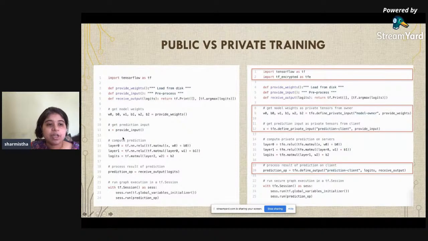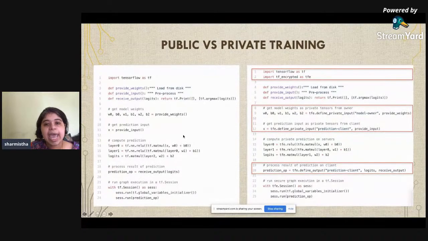How does it differ? In normal training, you just import the TensorFlow package, provide the model weights and input, and train it. You use a ReLU activation function, apply your bias, and multiply the weight vector with the input X. For a hidden layer, you add the layer and the bias. So this is layer 0, layer 1, and so on, and your output layer. Then you run it and predict.